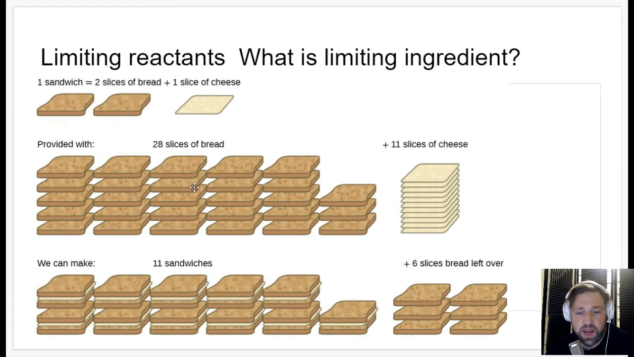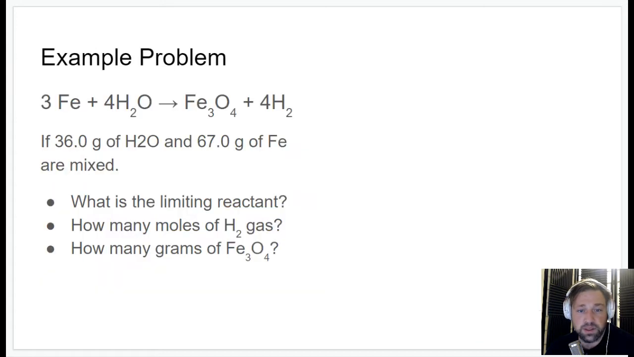This is going to be your excess reactant: how much reactant is left over after the reaction takes place. All right, so those are the terms we're going to be looking for. Limiting reactant is which one of these two is going to run out first. And then an excess reactant is the amount that's left over. All right, so let's go through and see what's happening here.